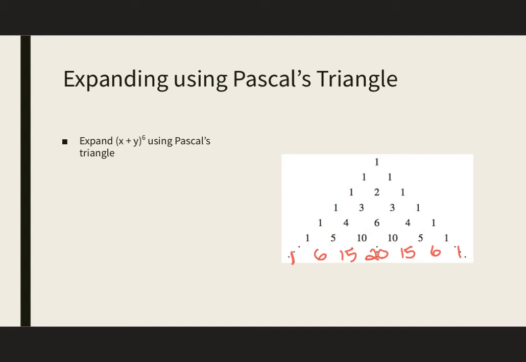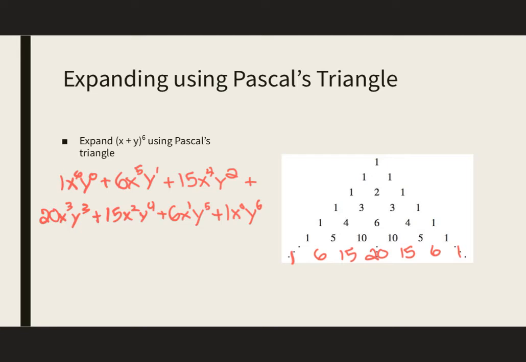Now let's use those coefficients to expand. So the first coefficient goes with x^6, y^0. Second coefficient goes with x^5, y^1. Third coefficient goes with x^4, y^2, and so on. Notice that the powers of x and y always add up to 6, even if they're on the far ends. So we have 6 and 0, 0 and 6. And then notice that the coefficients will help us determine how many actual terms there are. Fairly straightforward.